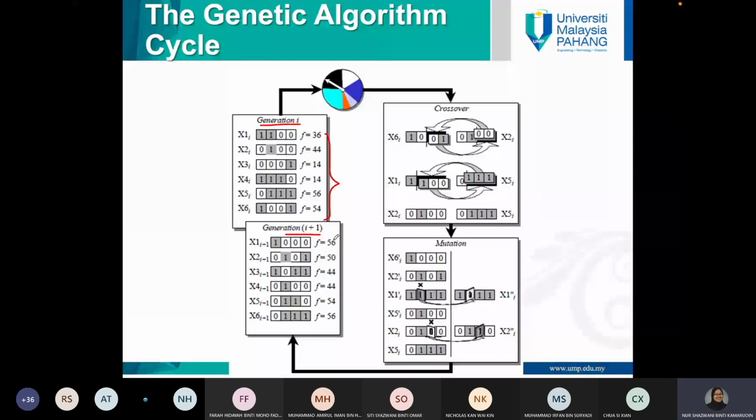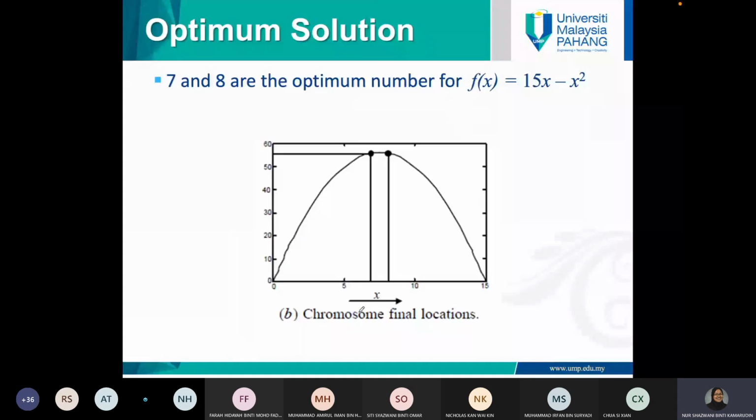And then once you have the new generation, you will have a new fitness value. So after the calculation, if you repeat the calculation again, we will get number 7 and number 8 are the optimum numbers for this fitness function. Number 7 and 8, right here.